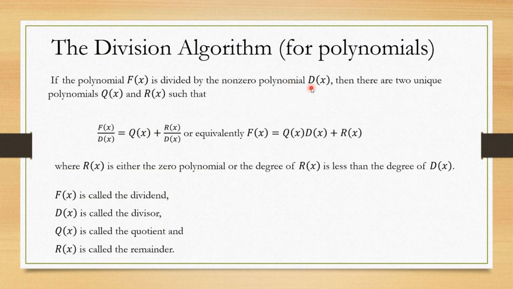It turns out once you have that, there are two unique polynomials, q of x and r of x, such that this is true. f of x over d of x can be written as q of x plus r of x over d of x. Again, q and r are unique, where you can do this. And from here, this is equivalent to writing this. So that's what we get here.